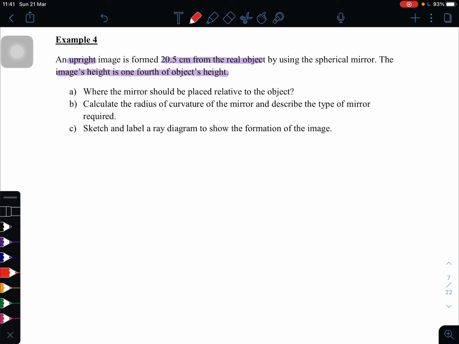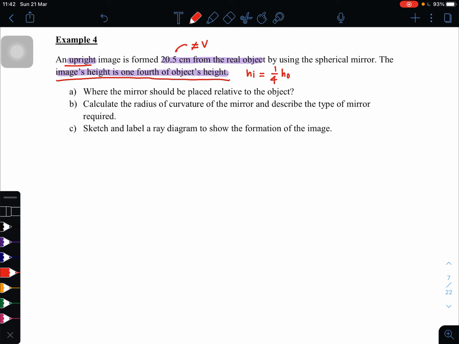Okay, so this statement here, dia bagi tahu image's height, which is HI, is equal to 1/4 of the object's height. Okay, and then we have upright image, and then here you need to be careful because dia bagi tahu dekat sini image is formed 20.5 cm from the real object. So 20.5 cm ni adalah daripada object, bukan daripada mirror. So this one is not the value for V.